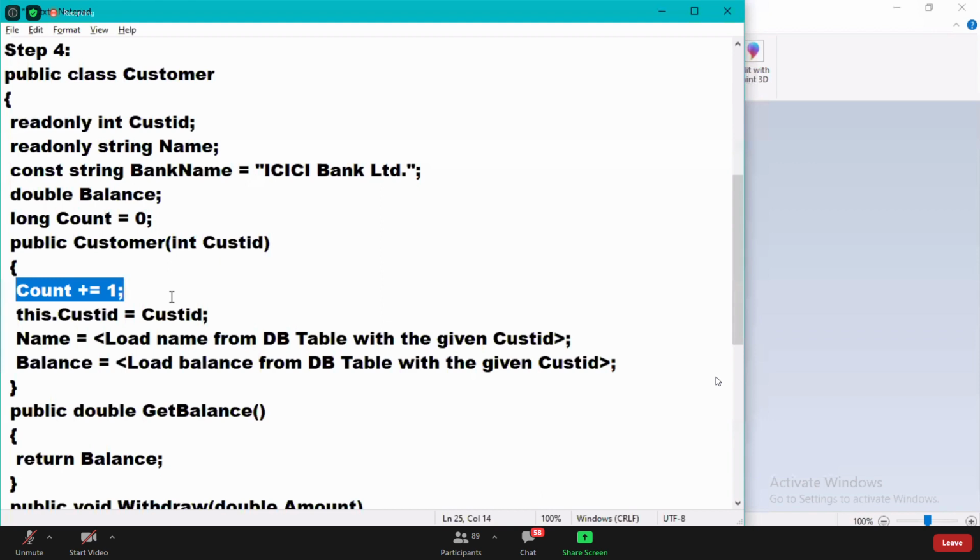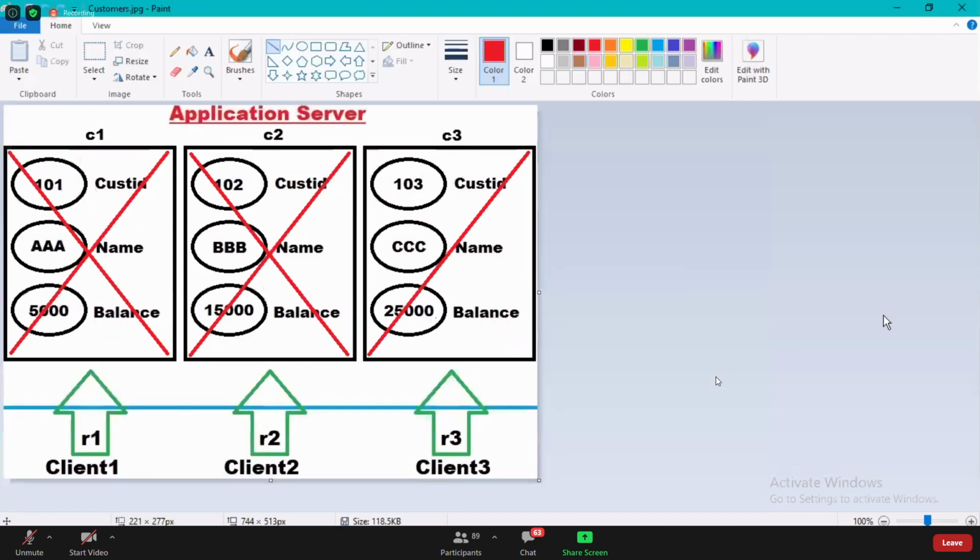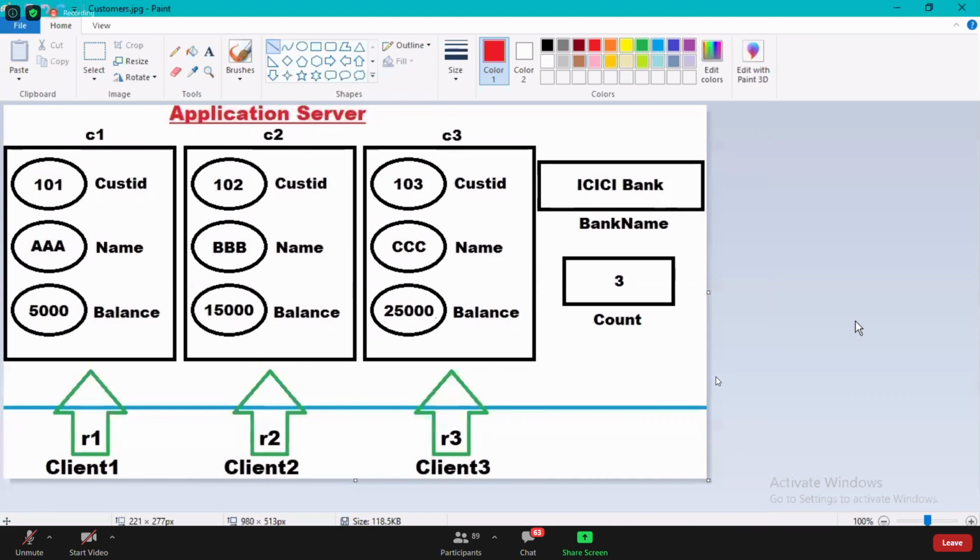Static. That is static. This should be a static field. Observe it, guys. Bank name, single copy. Count also single copy. If count had multiple copies, here you would have one count, here you would have one count, here you would have one count, and every time that value would be one only. Count should count all, so it should be single copy, modifiable, static.